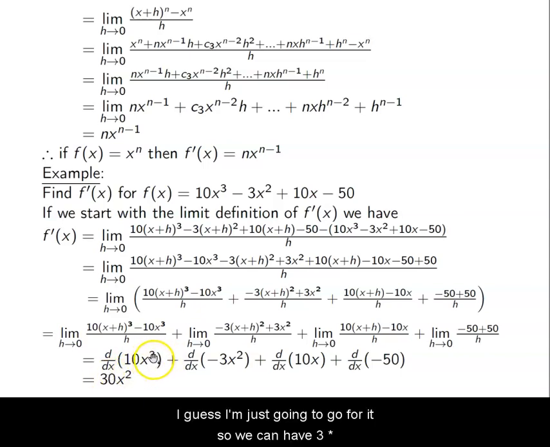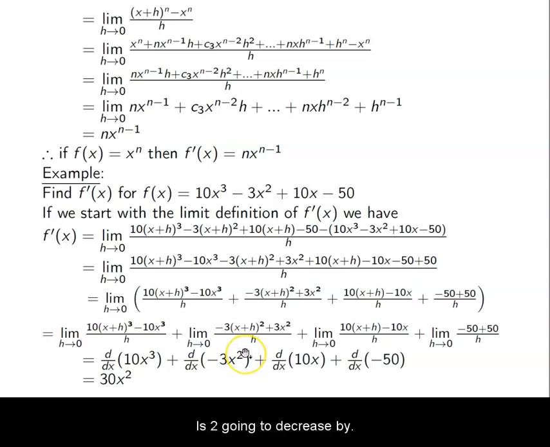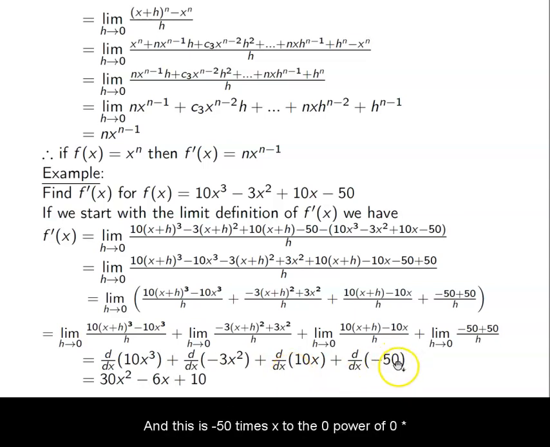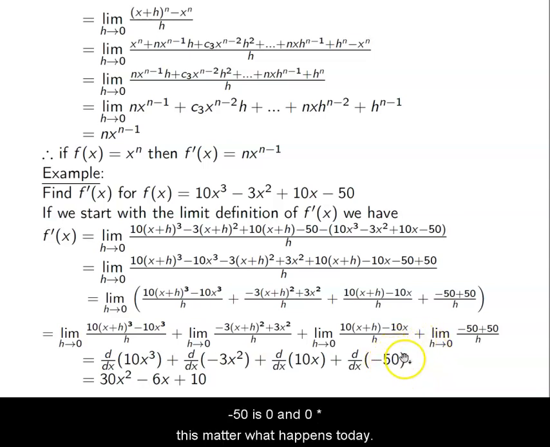I guess I'm just going to go for it. So we're going to have 3 times 10 is 30. The 3 is going to decrease by 1. 2 times negative 3 is negative 6. This 2 is going to decrease by 1. Okay. There is an invisible 1 here, so this turns into 10, and then the 1 decreases by 1, so it turns into a 0, so this is just 10. And this is negative 50 times x to the 0 power, so 0 times negative 50 is 0, and it doesn't matter what happens to the x, it's still 0. So the derivative of 10x cubed minus 3x squared plus 10x minus 50 is 30x squared minus 6x plus 10. So again, 3 times 10 is my 30.